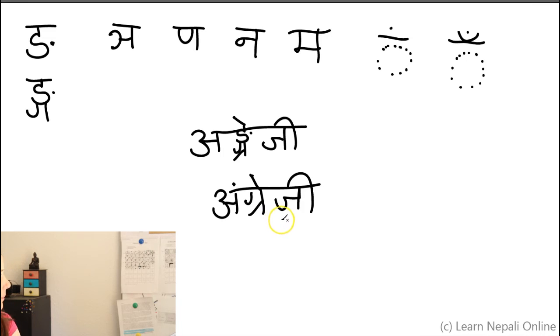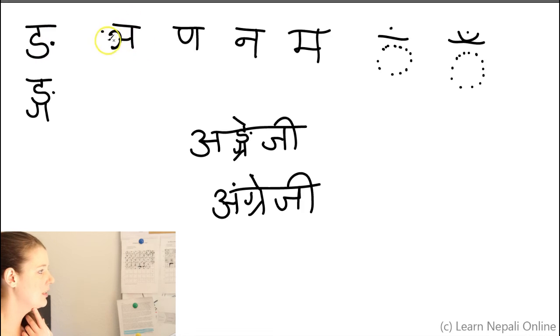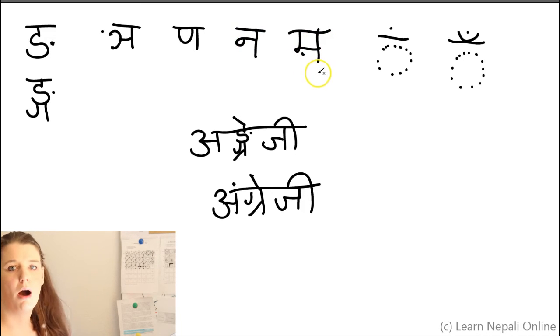And well, that is basically that. You know now, again I repeat, this is the guttural, nga. This is the palatal, nya. This is the retroflex, na. This is the dental, na. And this is the labial, ma. Yeah, and this is just the nasalization.